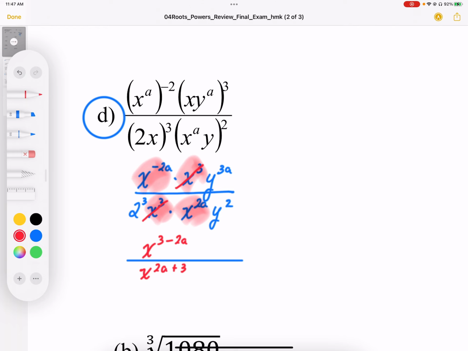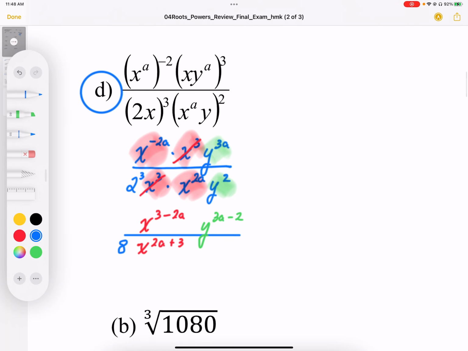With the y's, I'm going to group all these y's together. So I end up with 3, and I'm going to do this in the numerator. I have 3a y's in the numerator, and I'm dividing by 2y, so I'm taking away 2 multiplications, which means divide. So it's going to be -2, or I can subtract the divide. And then I can't forget about the 2 cubed, so I'm just going to leave that as 8 in the denominator.